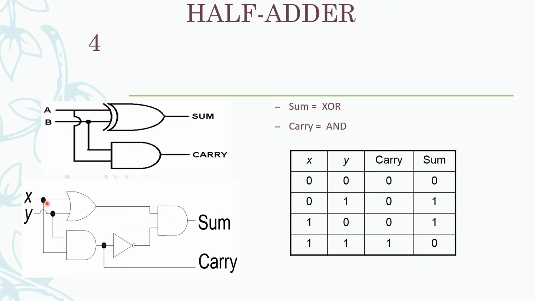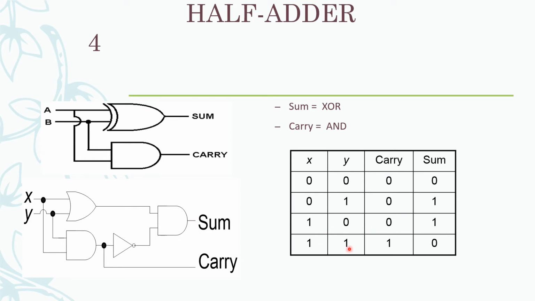Similarly, when x is equal to 1 and y is equal to 0, the output of OR will be 1, means the input of this AND is 1. Then x is equal to 1 and y is equal to 0, means the output of this AND will be 0. So ultimately the carry will be 0. Then negation of this will be 1, means here it is 1 and this is also 1. Both the inputs are 1, means output will be 1. So again for this case also carry is 0 and sum is 1.